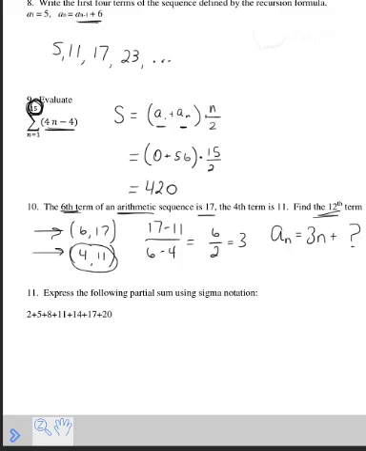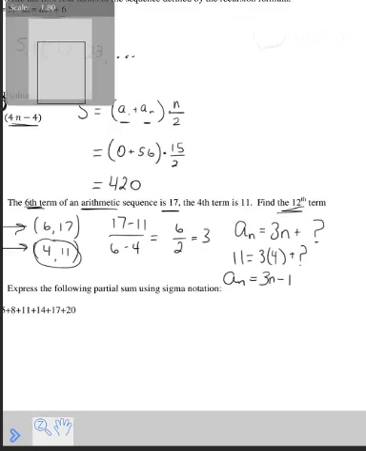So what I'm going to do, I'm going to place 11 for a sub n, 4 for n. 3 times 4 is 12. 12 plus some unknown number has to equal 11. That means that unknown number is negative 1. So the formula is a sub n equals 3n minus 1.